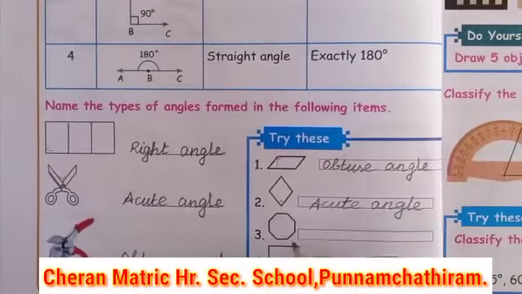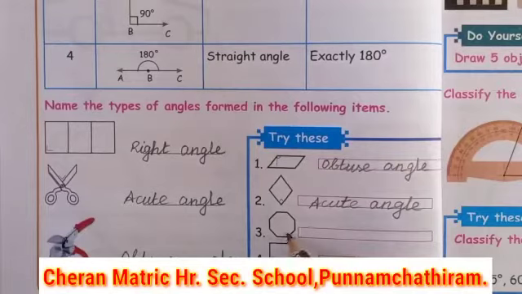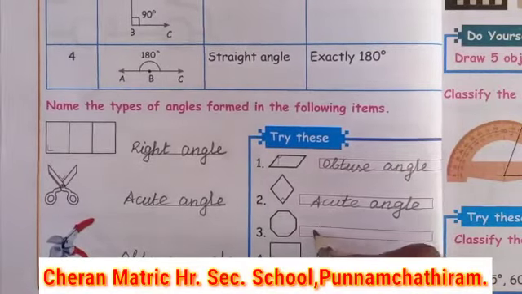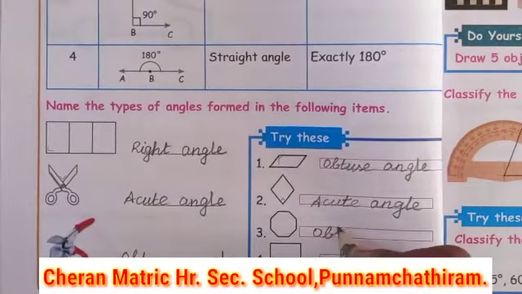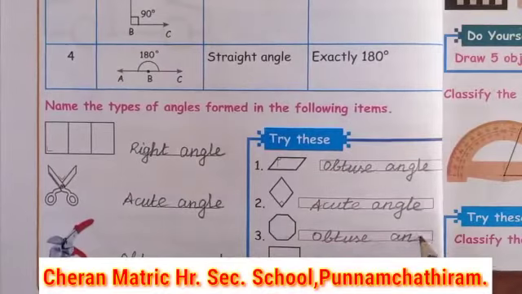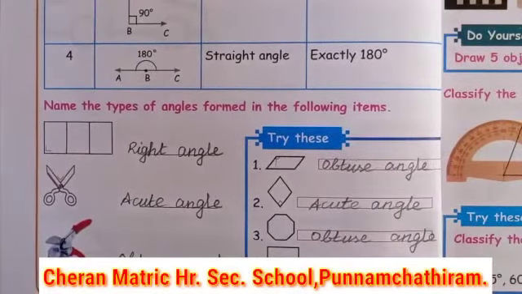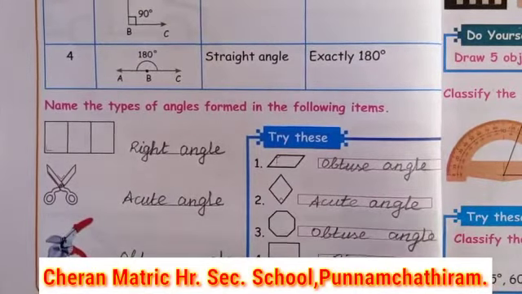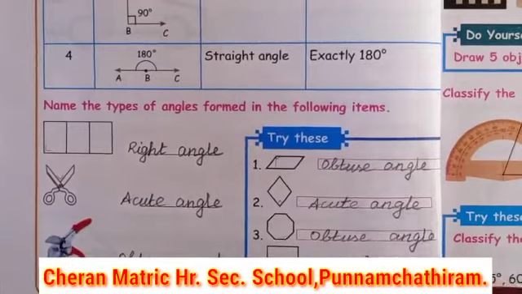Can you identify this one? What type of angle, ma? Yes, obtuse angle because it is greater than 90 degree. So, obtuse angle. Can you identify this angle? Yes, it is exactly 90 degrees. So, it is right angle. Right angle.